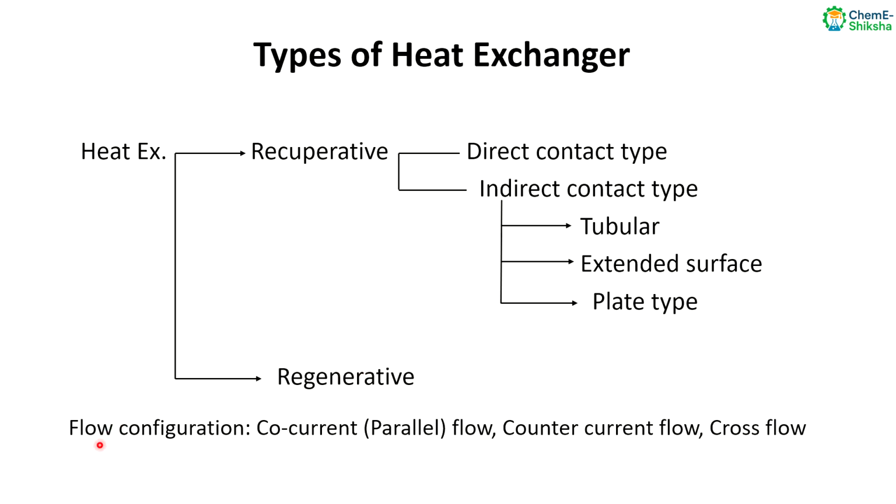Then flow configuration. On the basis of flow configuration, there are three types of heat exchanger, or we can say there are three flow configurations for heat transfer or heat exchanger. One is the counter current flow, another one is the co-current flow, also called the parallel flow, and then we have the cross flow heat exchangers also.